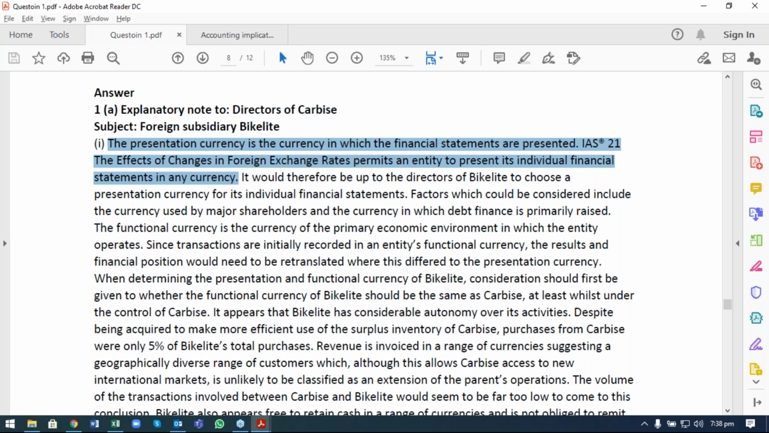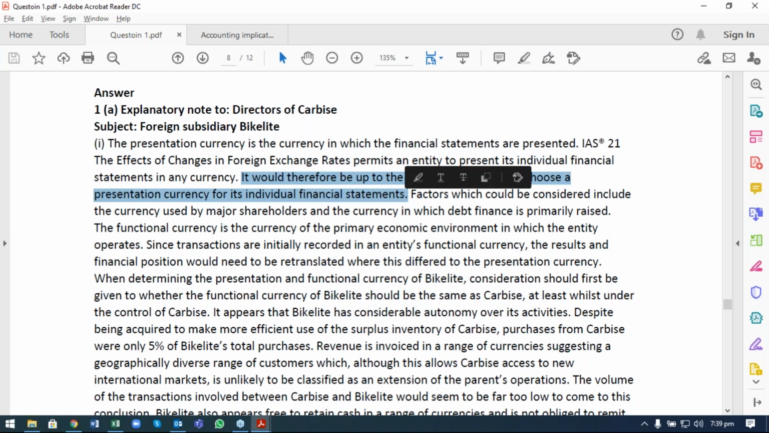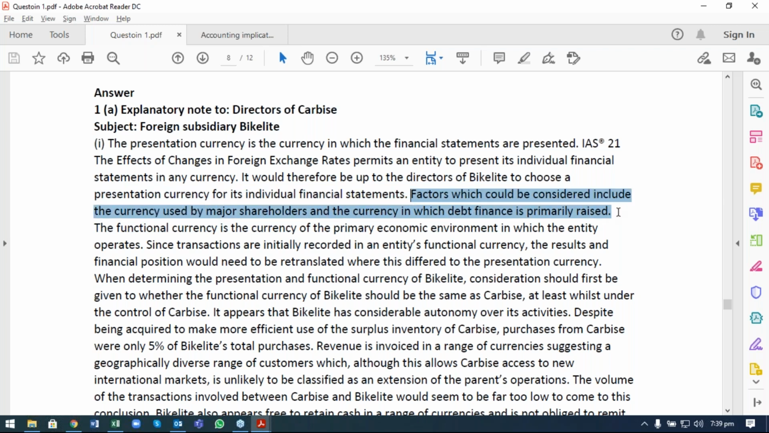You cannot restrict the company that the company has to present its financial statements in any specific currency. IAS 21 says it depends upon the company to present its individual financial statements in any currency the company wants to, right? But it would therefore be up to the directors of Backlight to choose the presentation currency of the individual financial statements of the company. So it's depending upon the directors of the company. But factors which would be considered include the currency used by the major stakeholders, my shareholders, and the currency in which the debt finance is primarily raised.